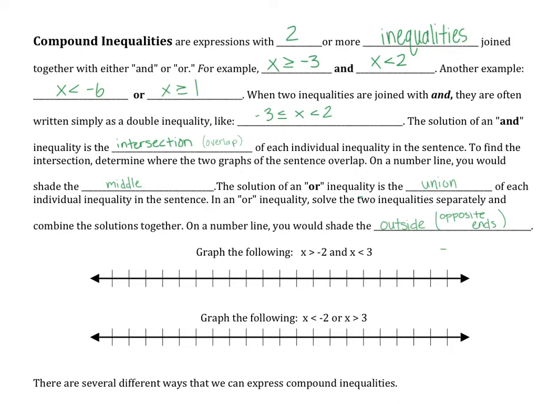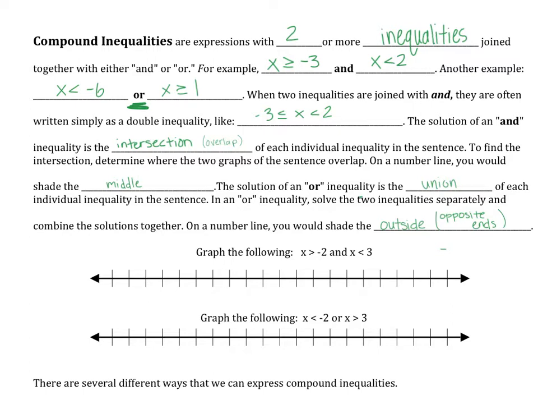Okay, so you guys did systems of inequalities last week. Compound inequalities are expressions with two or more inequalities joined together with either "and" or "or." Two inequalities like x is greater than negative 3 and x is less than 2 can be joined together with the word "and." Another example would be x is less than negative 6 or x is greater than or equal to 1.